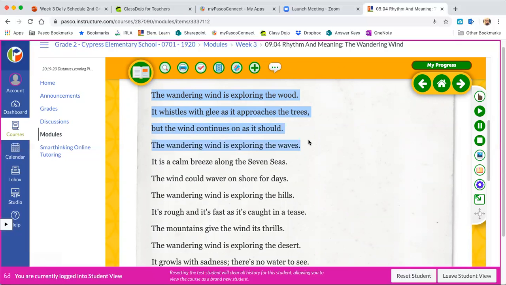The wandering wind is exploring the waves. It is a calm breeze along the seven seas. The wind could waver on shore for days.